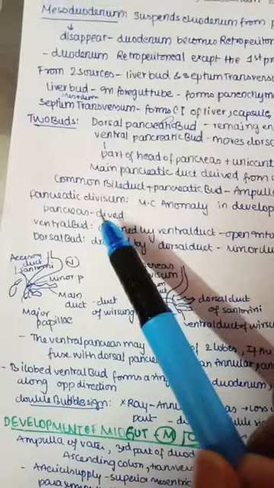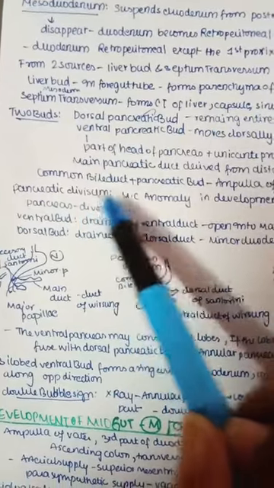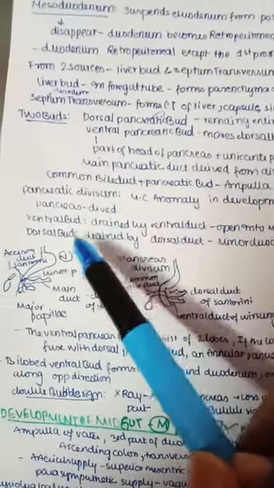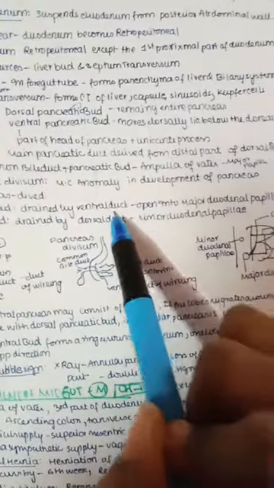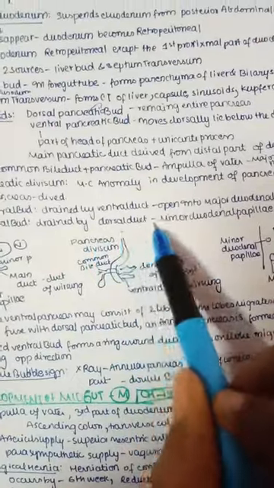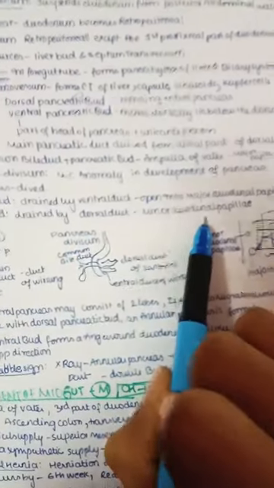In the name itself you can understand, divisum means the pancreas is divided. So the ventral bud is drained mainly by the ventral duct and opens into the major duodenal papilla, and the dorsal bud is mainly drained by the dorsal duct and it opens into the minor duodenal papilla.